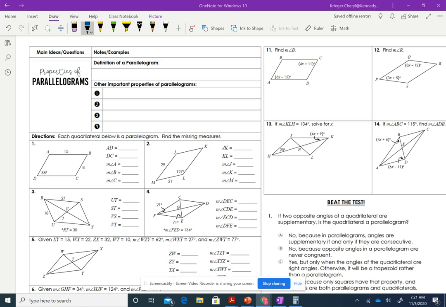Okay, so a parallelogram is a quadrilateral in which both pairs of opposite sides are parallel. So let's go ahead and define that. Both pairs of opposite sides are parallel.